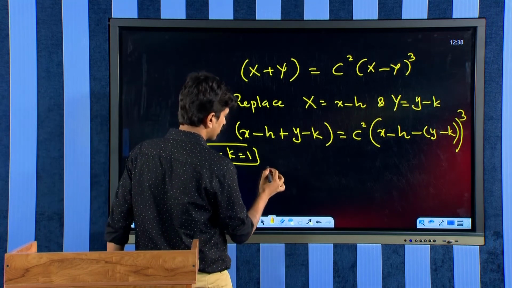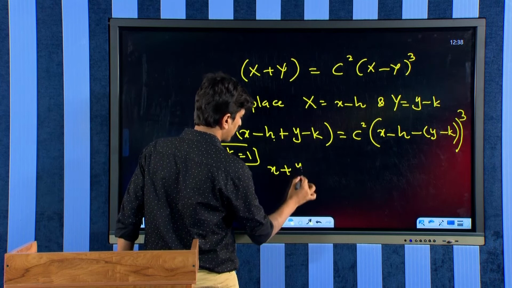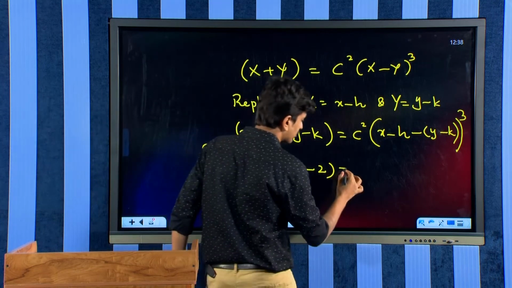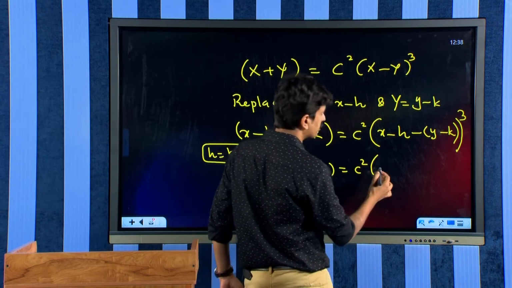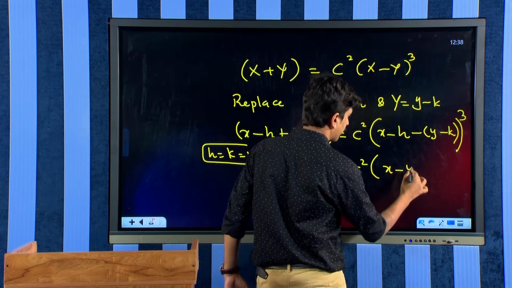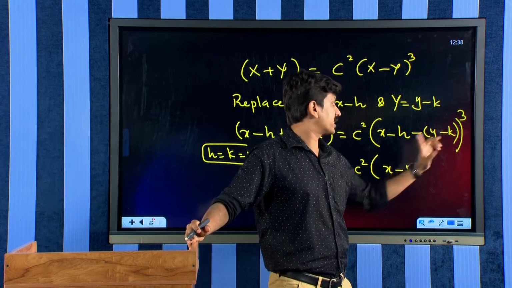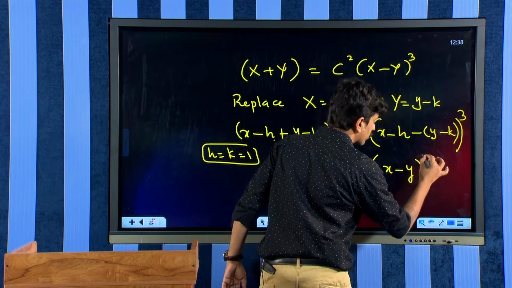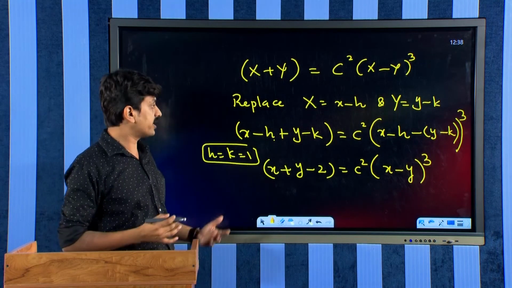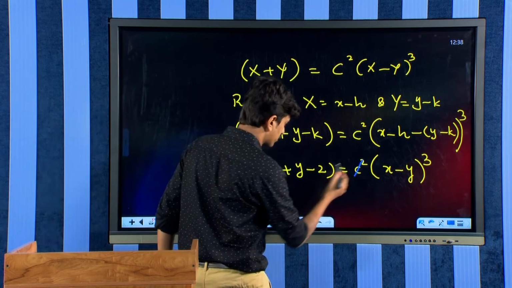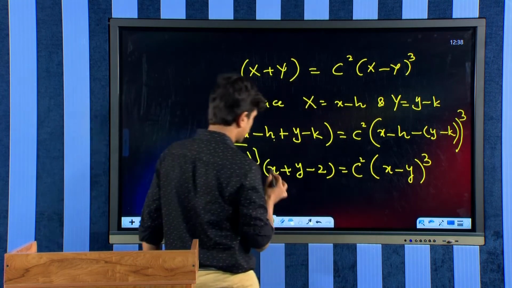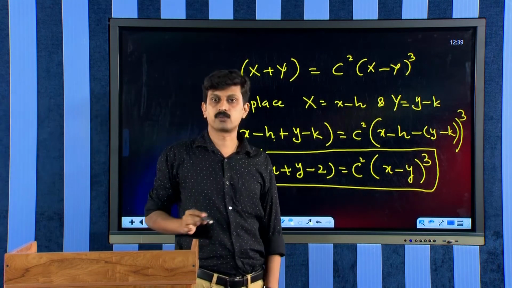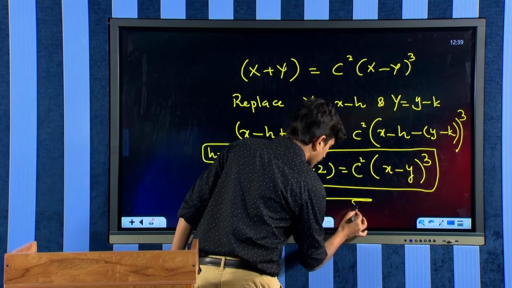Therefore, we will have x minus 1 plus y minus 1, that is x plus y minus 2. Some c square into x minus y, and again minus 1 plus 1, that will be removed. Therefore, this is whole cube. So, finally, we proved that x plus y minus 2 is equal to some c square into x minus y whole cube, which is the general solution of the given differential equation.